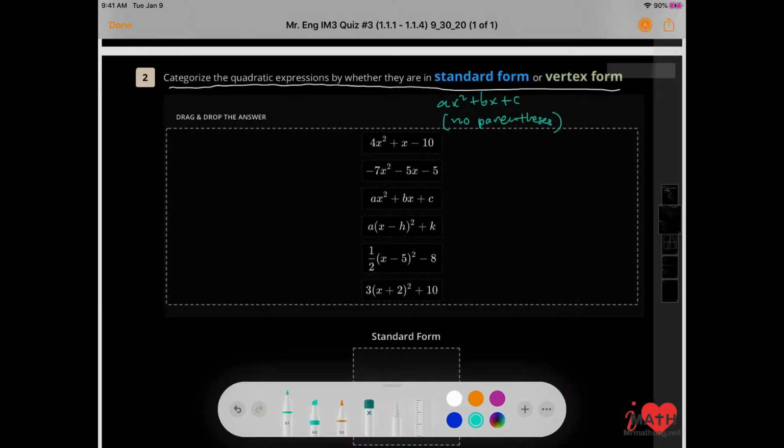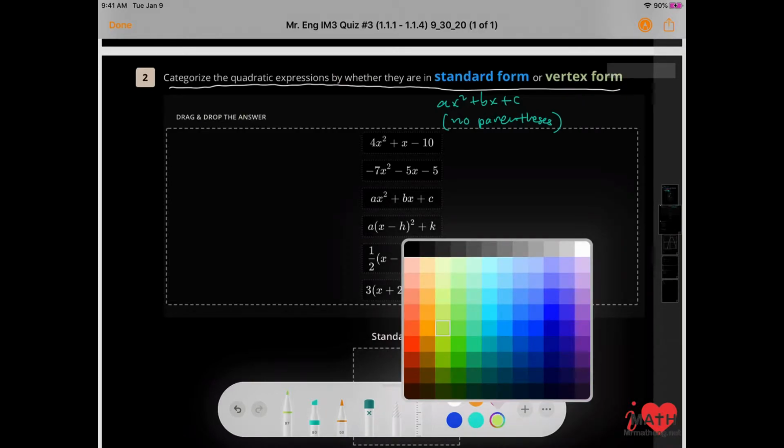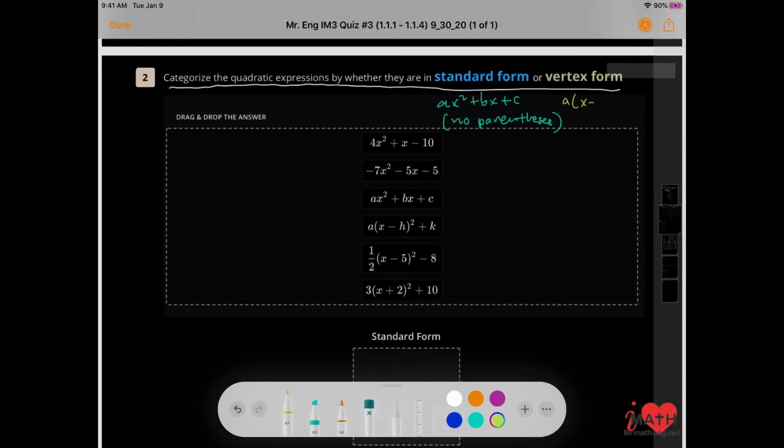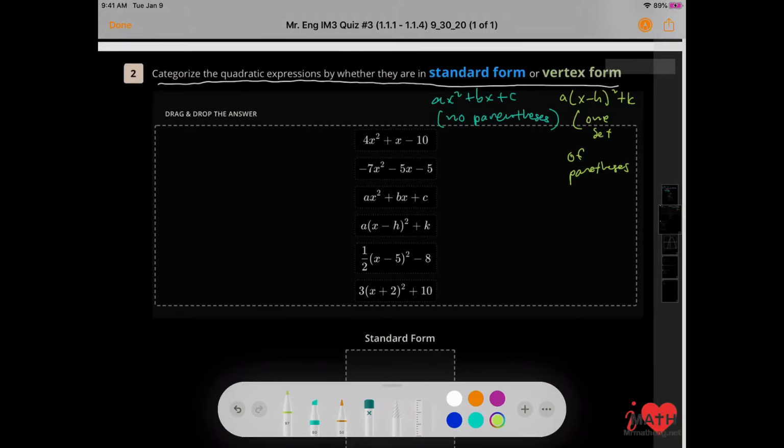How about the vertex form? The vertex form is a times x minus h squared plus k. So there is one set of parentheses. Alright, so we just have to identify those that have only one set of parentheses. So let's go ahead and look for those. Okay, I see this one, and this one. These are all vertex.